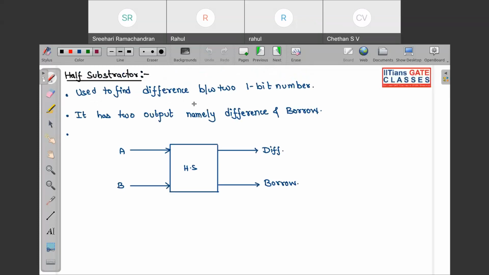Now the next is half subtractor. What do we mean by half subtractor? If we subtract two one-bit binary numbers, we usually get difference and borrow. That is known as the half subtractor. So here I will be doing A minus B. Difference is denoted by D and borrow is denoted by B.